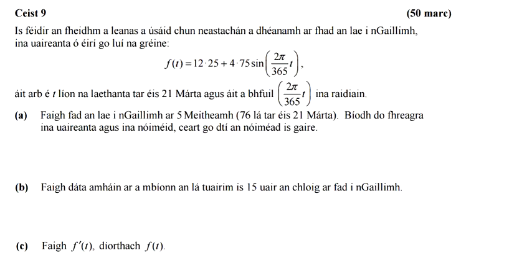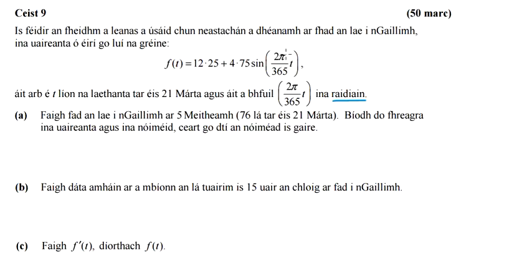The approximate length of the day in Galway, measured in hours from sunrise to sunset, may be calculated using the function f of t is equal to 12.25 plus 4.75 sine of 2 pi over 365 multiplied by t, where t is the number of days after March 21st and 2 pi over 365 t is expressed in radians. So we just need to be careful with that.